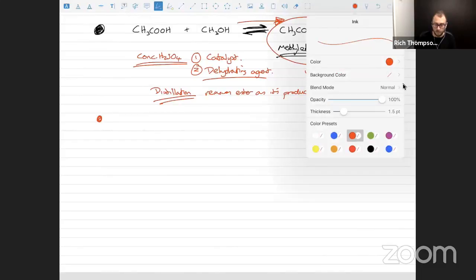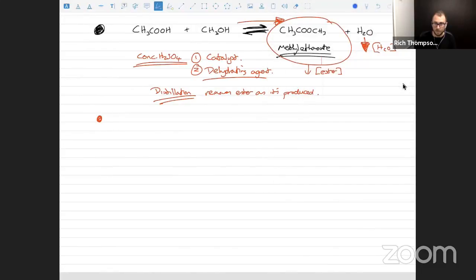Now I'm going to rip on with that water comment, just a quick one here. I'm going to change the color of my pen so you know it's something different. H2O naturally exists in equilibrium with H+ and OH- ions. So water naturally dissociates.